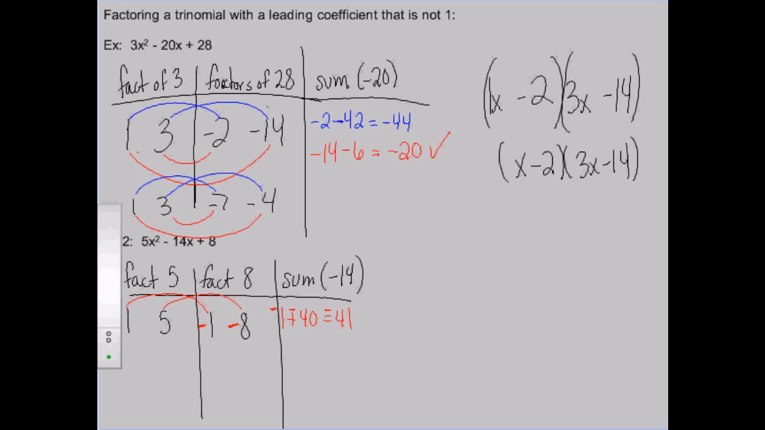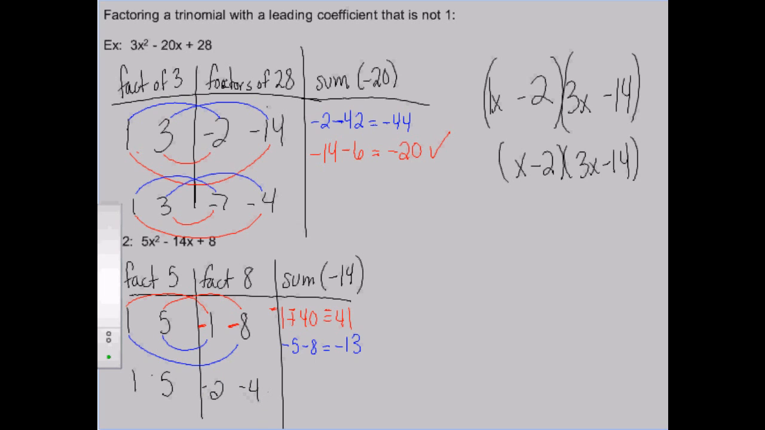So then I try 5 times 1 and 1 times negative 8. And I get negative 5 and negative 8, which is negative 13, which is close, but not correct. So 1 and 5 I can't change. The factors of 5 are 1 and 5. There are no other factors of 5, but there are different factors of 8, so now I have to try a different set. So 1 and 5 again, and negative 2 and negative 4.